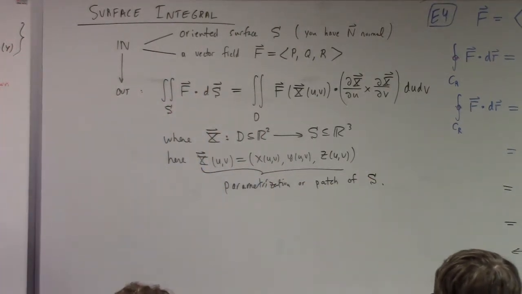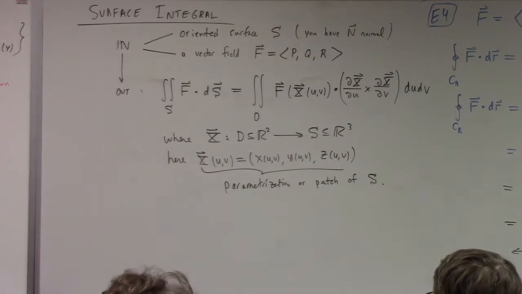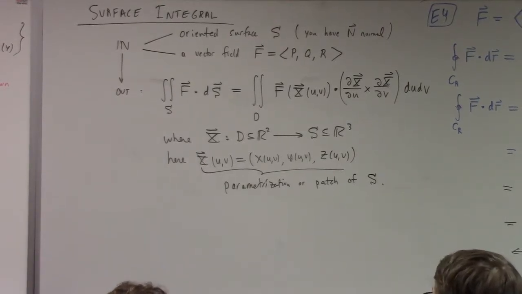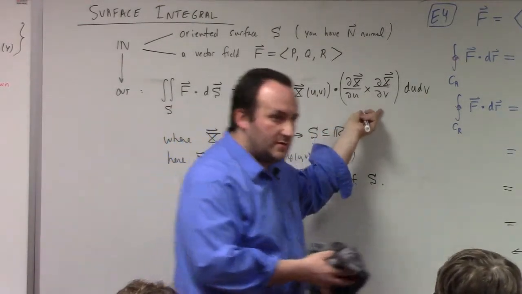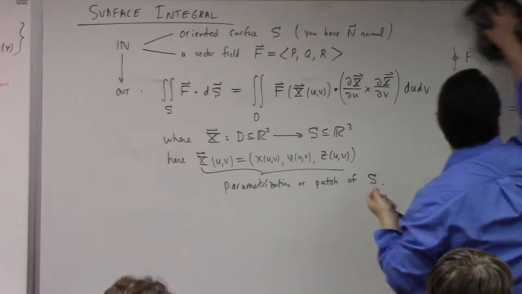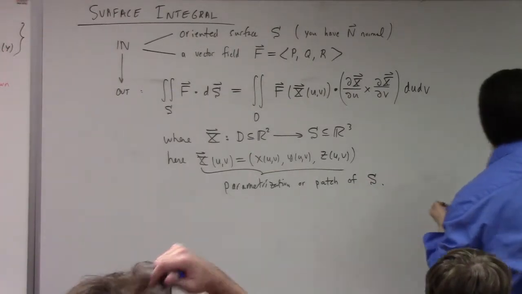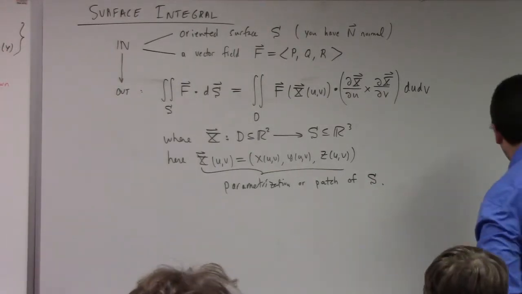So to calculate a surface integral, we must parameterize the surface, evaluate the vector field at the parameterization, and take the dot product with the normal vector field, which is induced from the parameterization. That's how we actually calculate it. Now, there's a more basic geometric way of thinking about this.